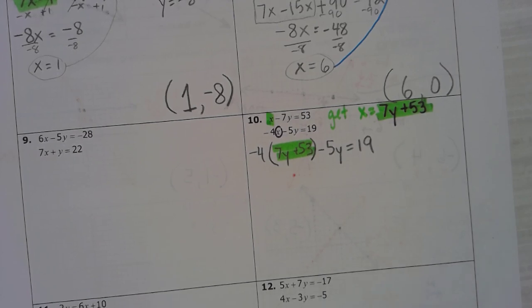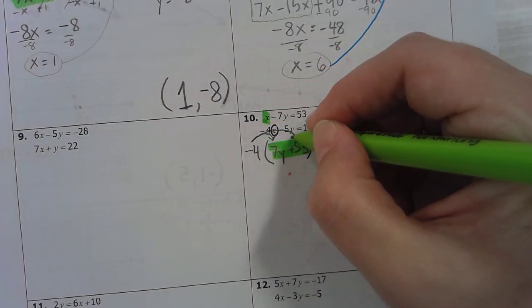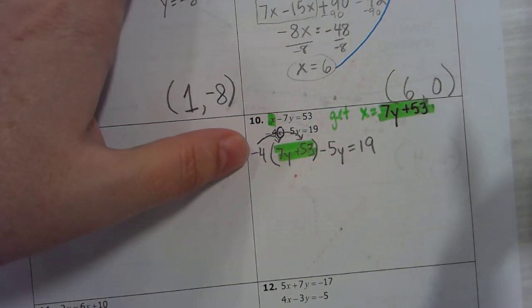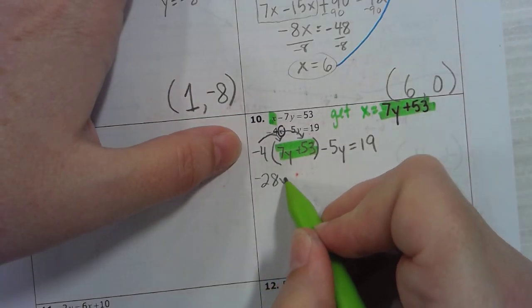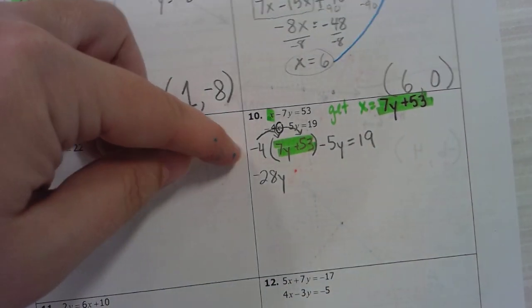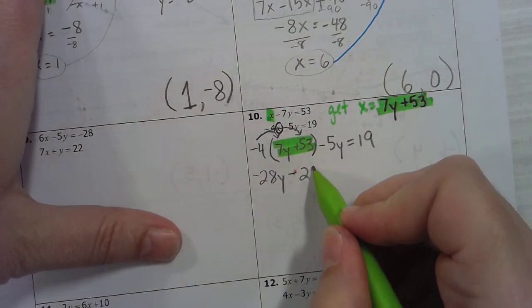Okay, so the only difference here is we're solving for y now instead of x. It's still all the same process. What are we going to do first? Yep, so we're going to distribute the negative 4. Negative 4 times 7 is negative 28y, and somebody tell me what negative 4 times 53 is. Negative 212. Thank you.